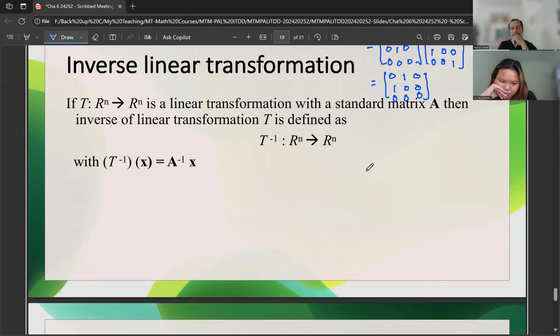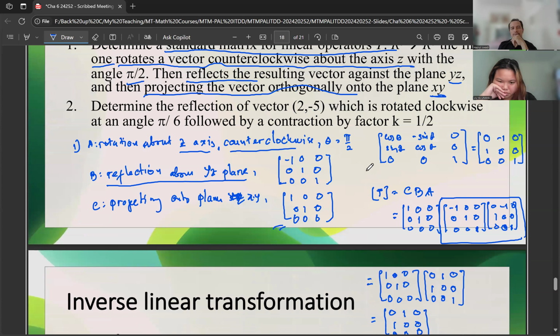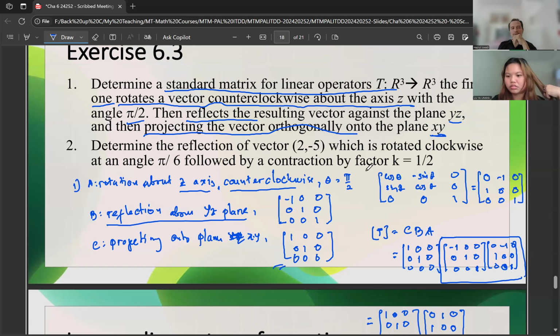Okay, you can do the same things in number 2. Please do it by yourself. If you don't understand how to find the solution of number 2, you can contact me, and don't hesitate to ask me how to solve this problem. But please do it by yourself first.